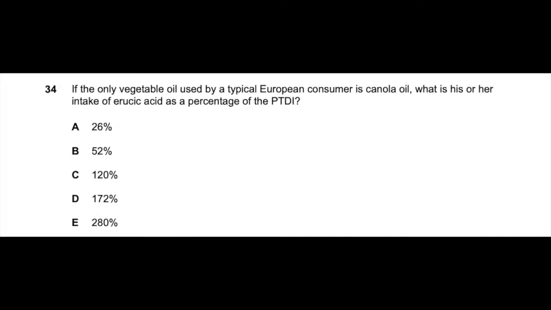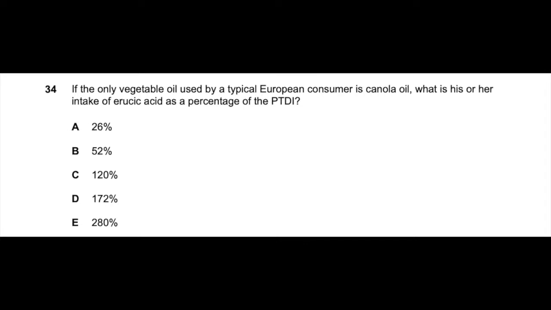Question 34. If the only vegetable oil used by a typical European consumer is canola oil, what is his or her intake of erucic acid as a percentage of the PTDI? The correct answer is B because of the following. The typical fat consumption by an adult in the EU is stated to be 143 grams, with 30% of this being vegetable oils. This is 143 divided by 100 multiplied by 30 equals 42.9 grams of vegetable oils. If the only vegetable oil consumed is canola oil, then all 42.9 grams is presumably canola oil.